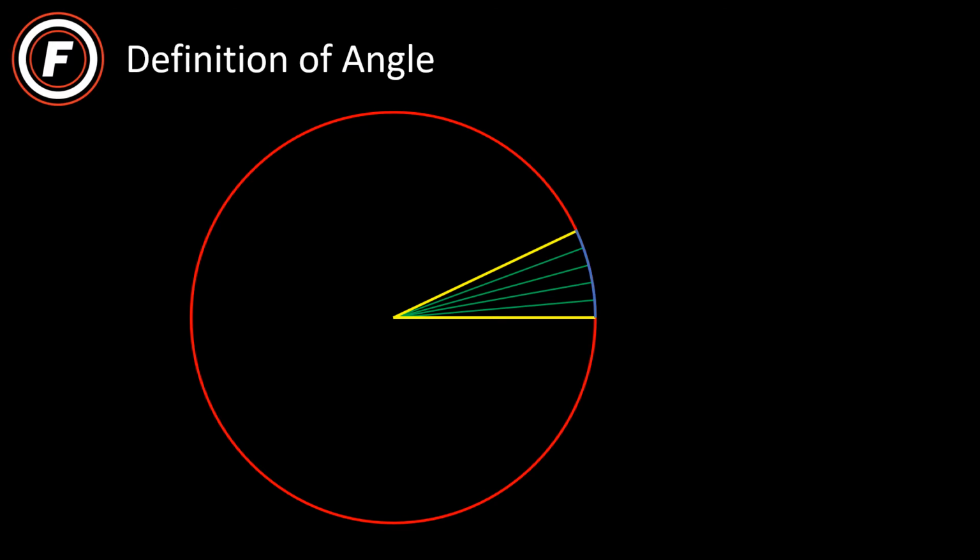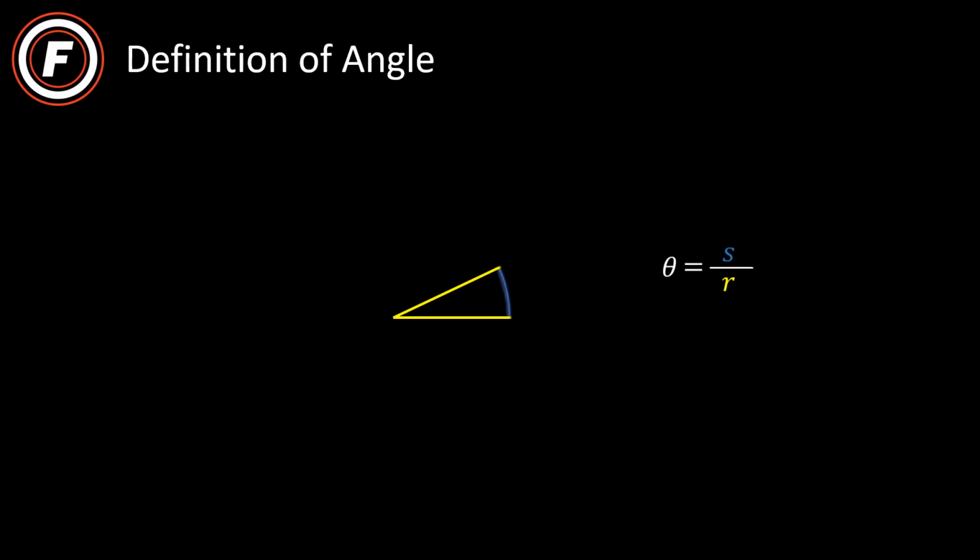For scientific work, a more useful measure of an angle is the radian, defined as the ratio of the length of the circular arc S to the circle's radius r. The size of the circle isn't important because the ratio of arc length to radius is constant.